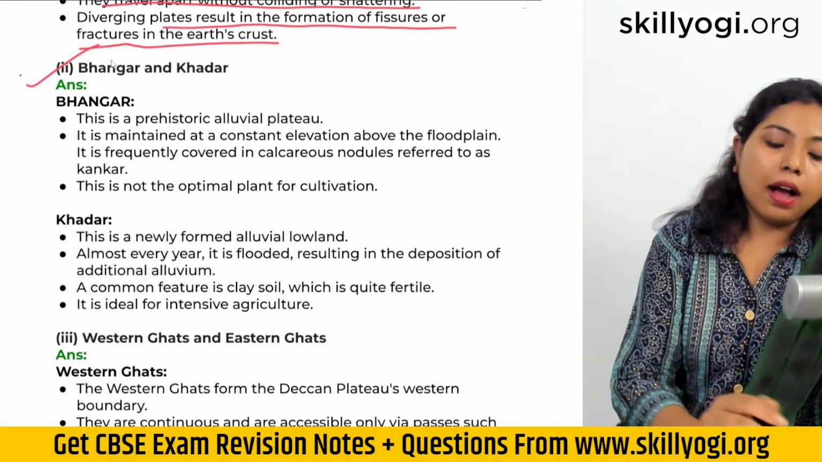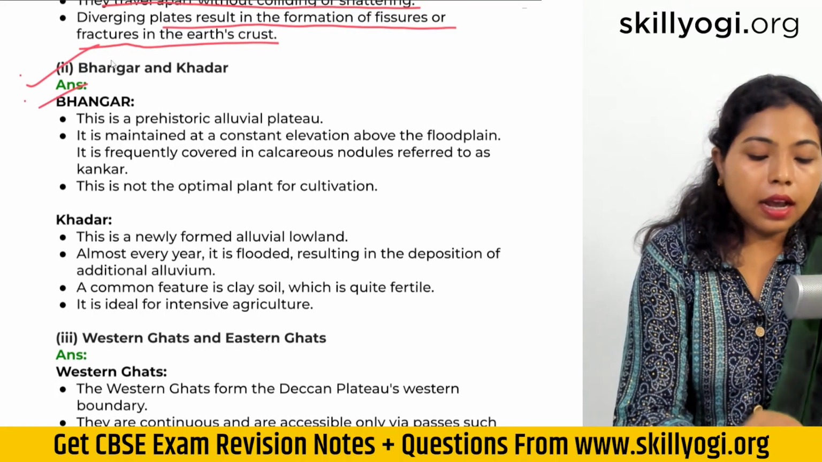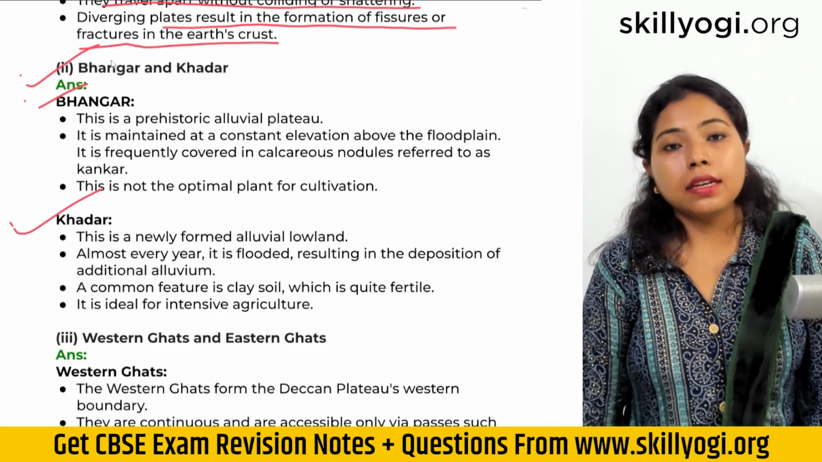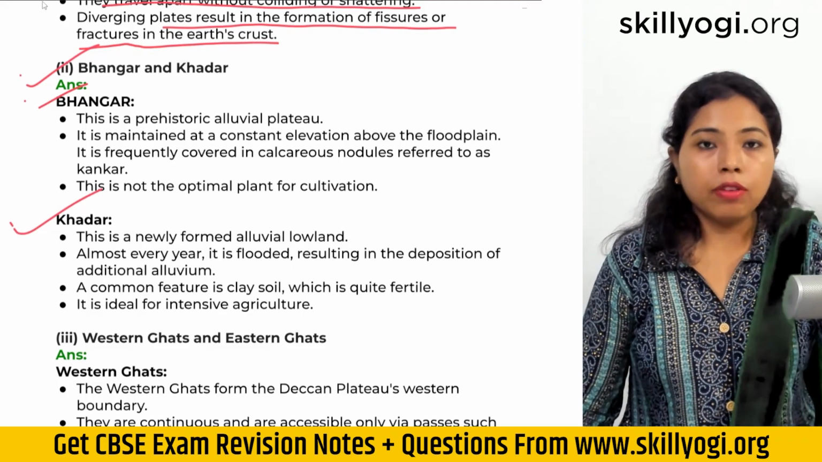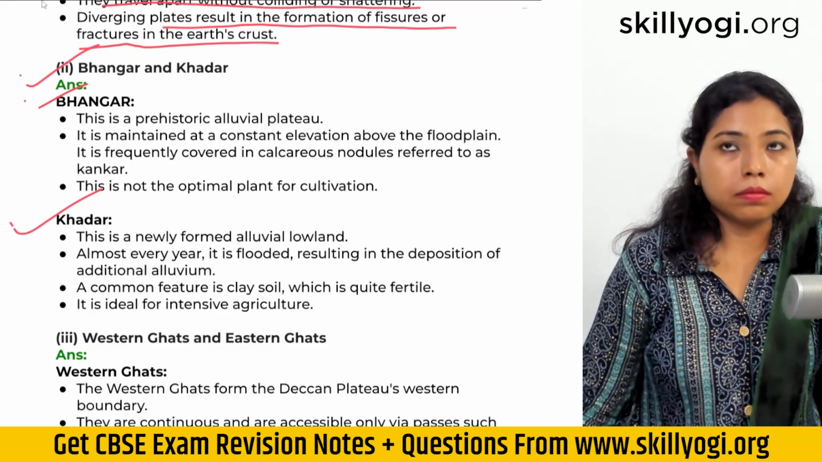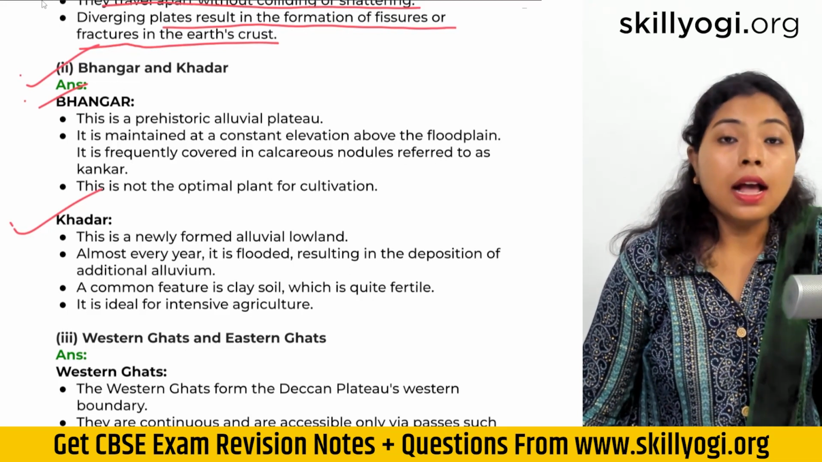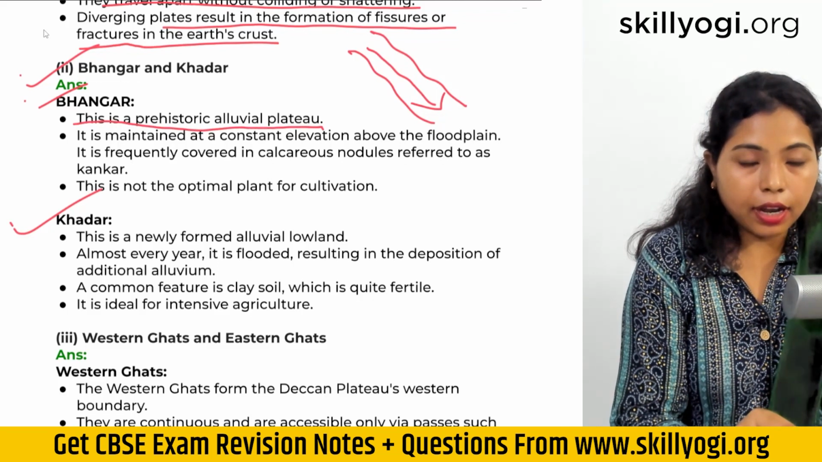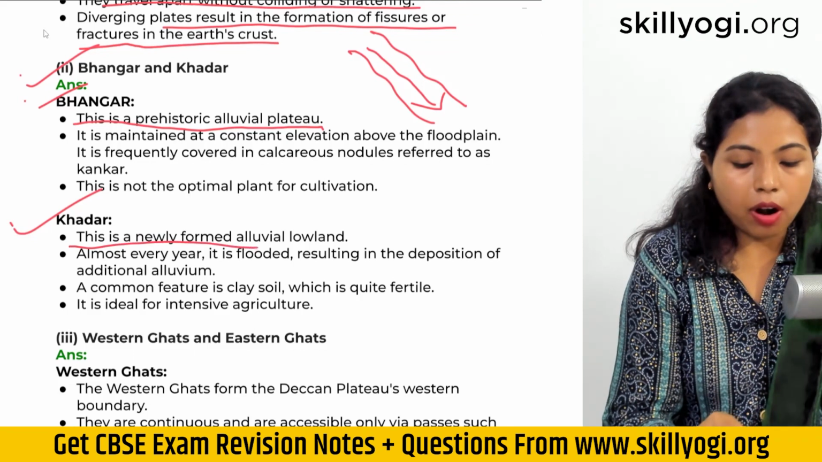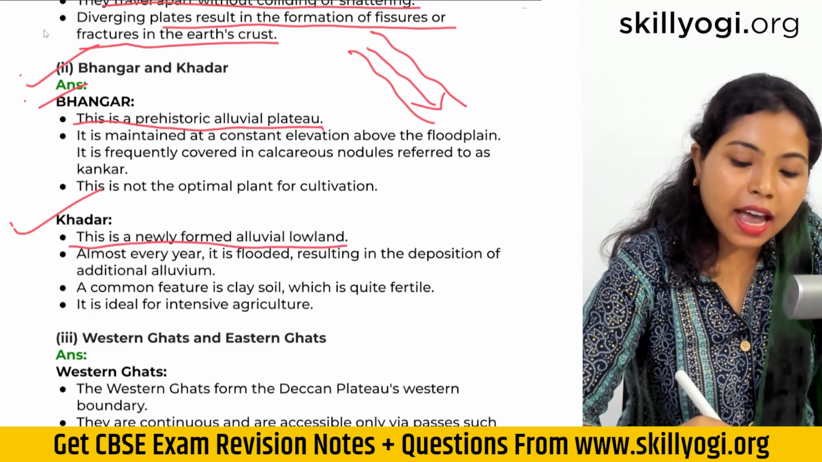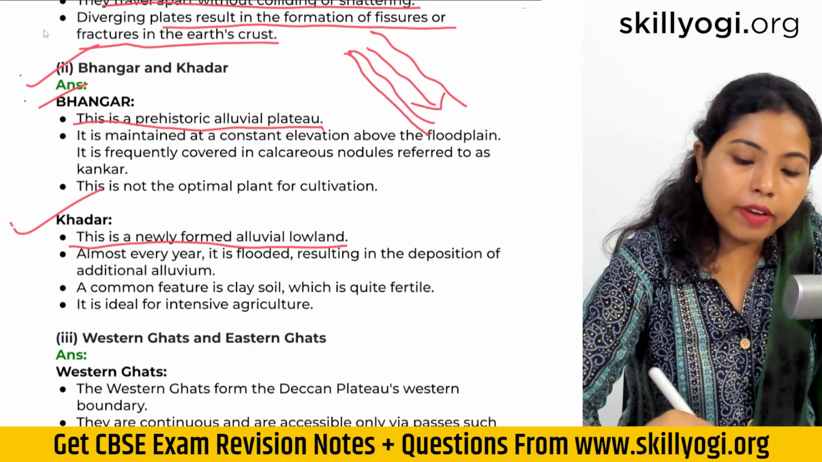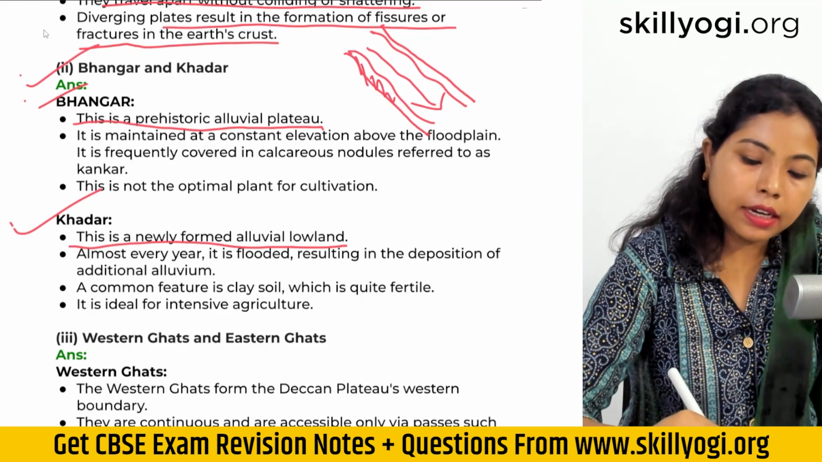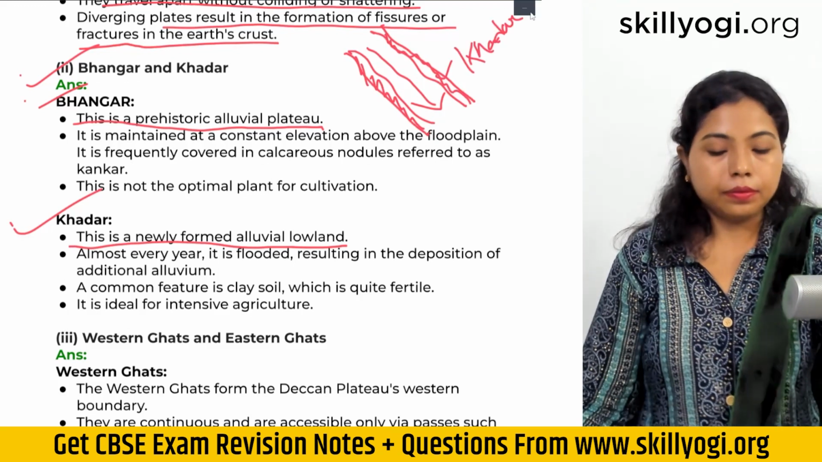So next question, Bhangar and Khadar. What is Bhangar and what is Khadar? All we know that, besides the Ganga basin in the Indian northern plain, we find the Bhangar and Khadar. Bhangar is a prehistoric alluvial plateau, and Khadar is a newly formed alluvial lowland. So, besides the river basin of Ganga, which part is created by newly alluvial deposition? It is called the Khadar.